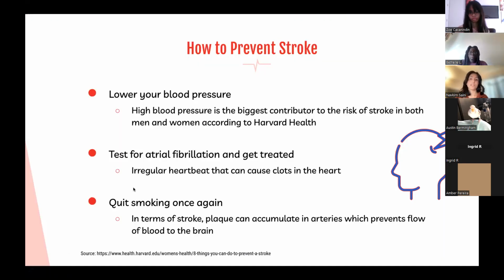How do you prevent a stroke? So number one, like we've been saying, lower your blood pressure. High blood pressure is the biggest contributor to the risk of stroke in both men and women. Test for atrial fibrillation and get treated. Atrial fibrillation essentially relates to how well your heart beats, and whether the electrical circuit of your heart works correctly. If it doesn't, this can result in an irregular heartbeat that can then cause clots in the heart. And again, you need to stop smoking, because plaque can accumulate as a result of smoking.